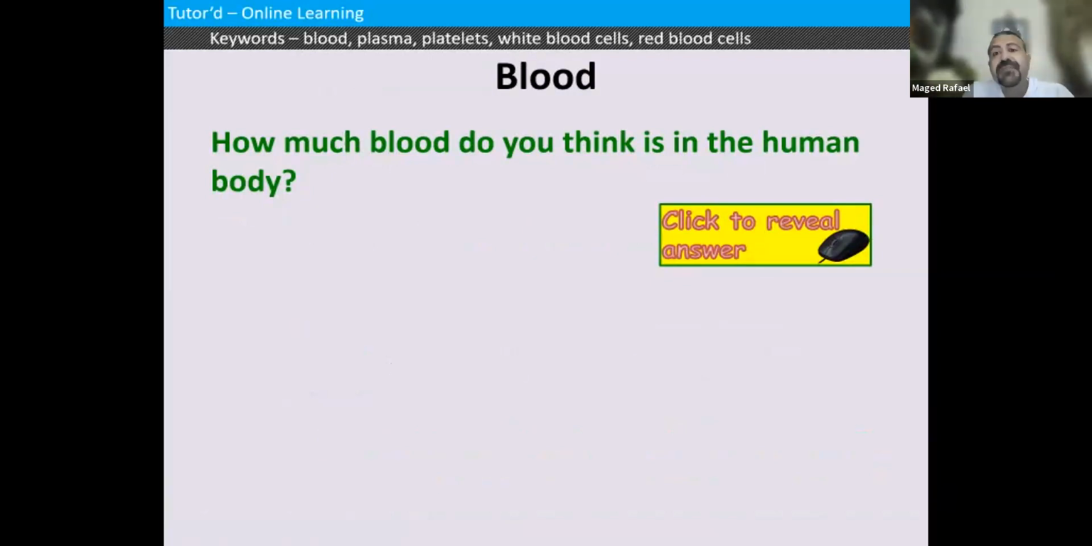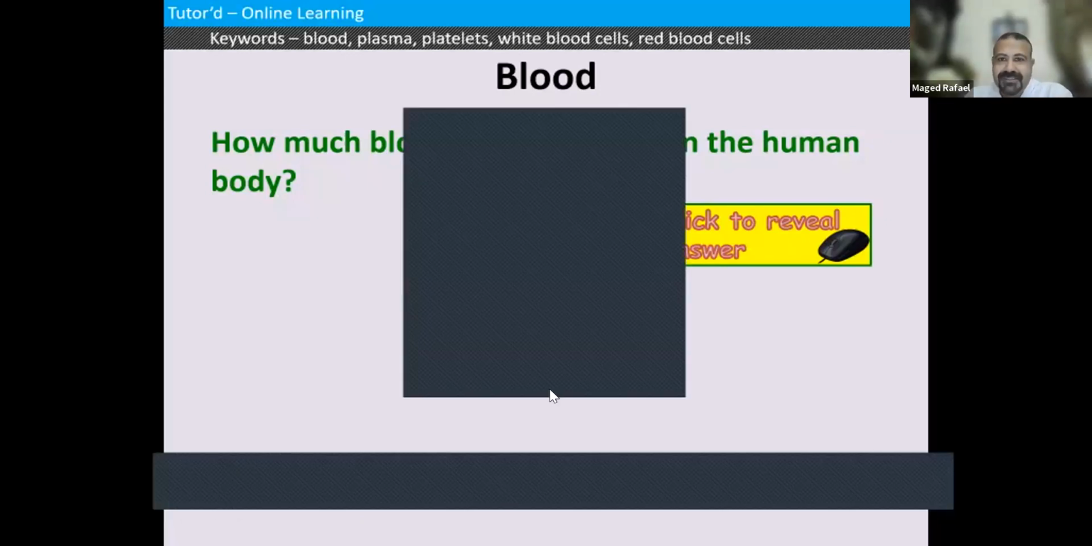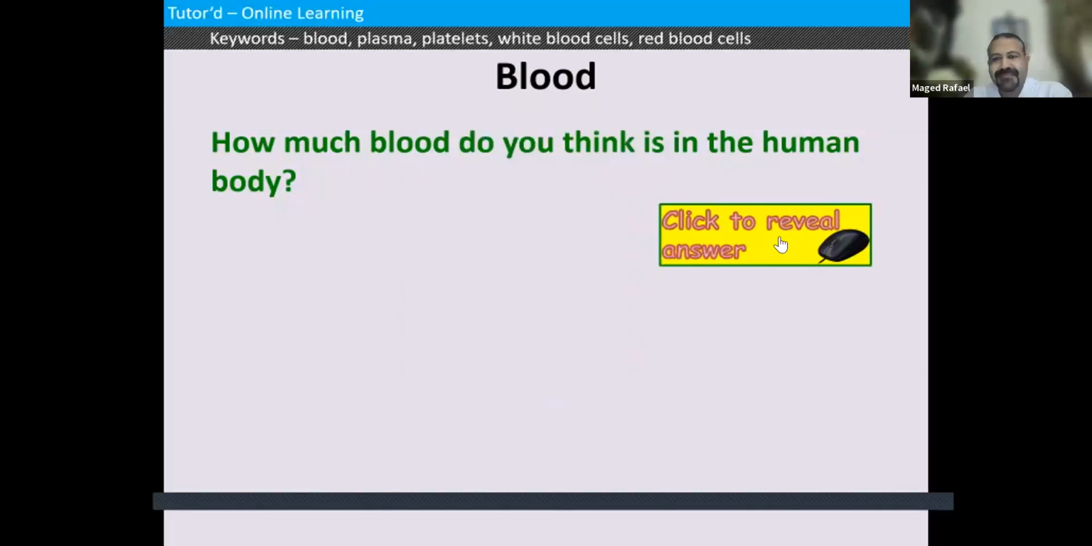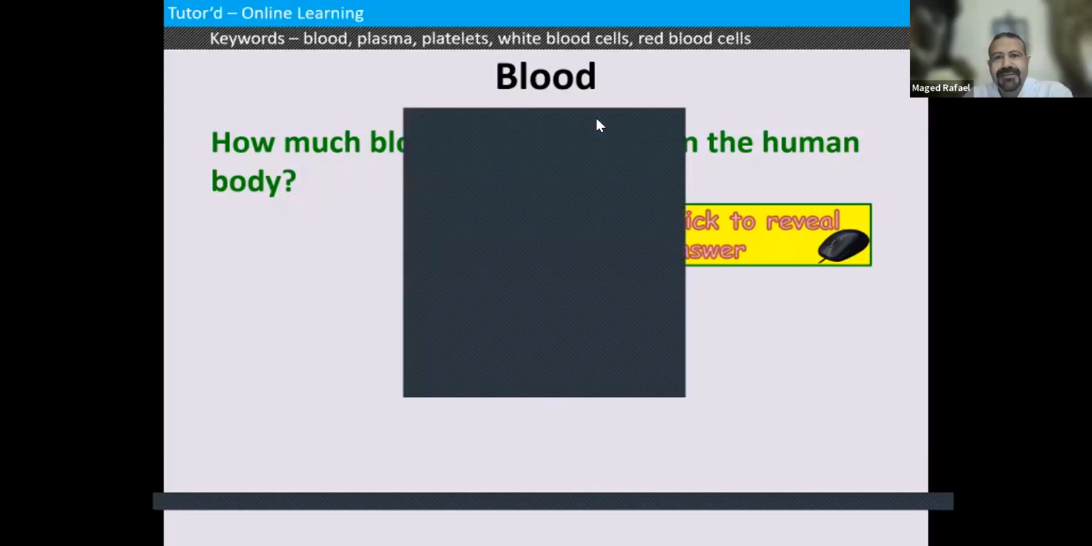How much blood do you think is in the human body? Could you please text me? How much blood? How many liters do we have? Try to guess. Sophie, this is a lot. Sumaya, perfect. Rakan, perfect.